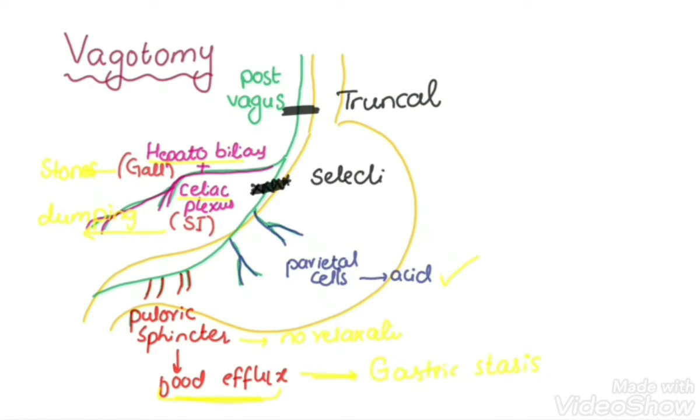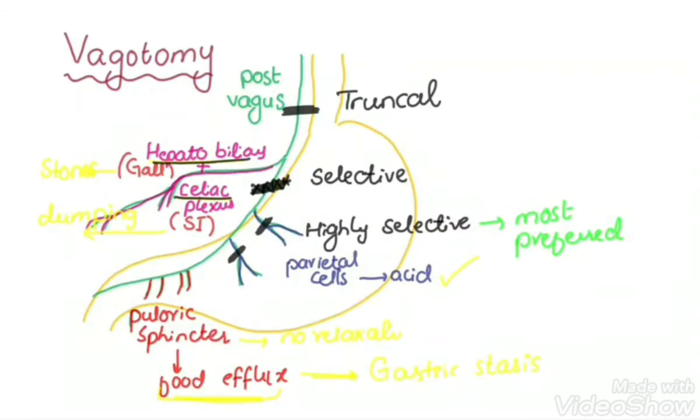Another type of vagotomy is selective vagotomy, in which it is transected after it gives off hepatobiliary and celiac plexus branches. Then there is highly selective vagotomy, in which only the small branches to the parietal cells are transected. It is most preferred.